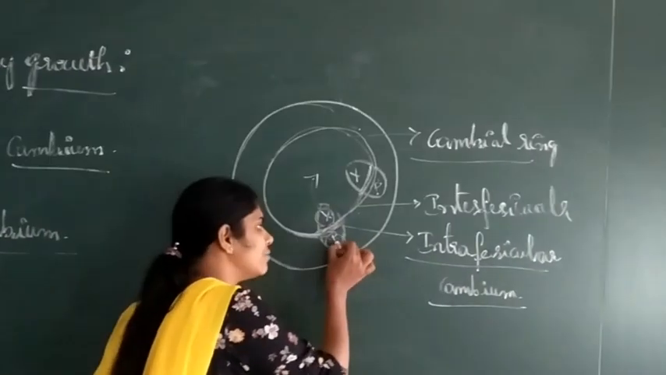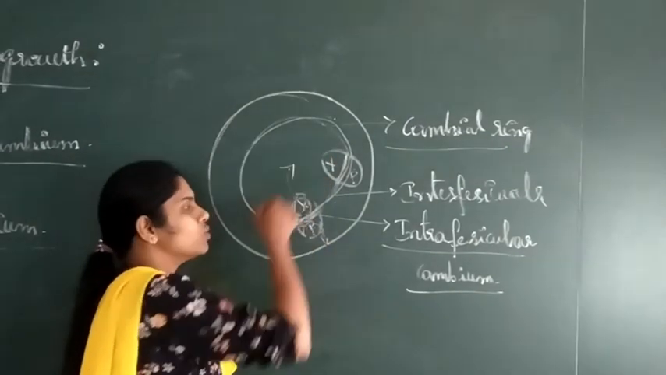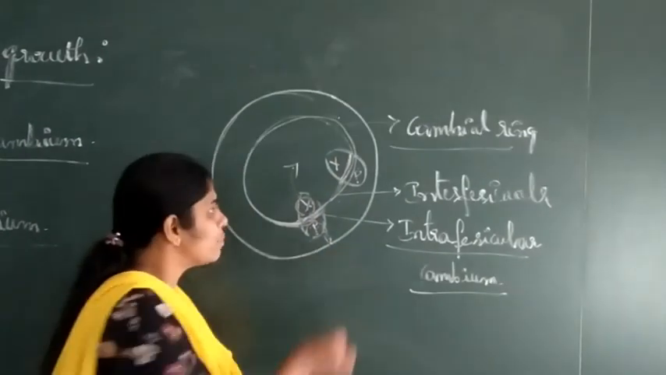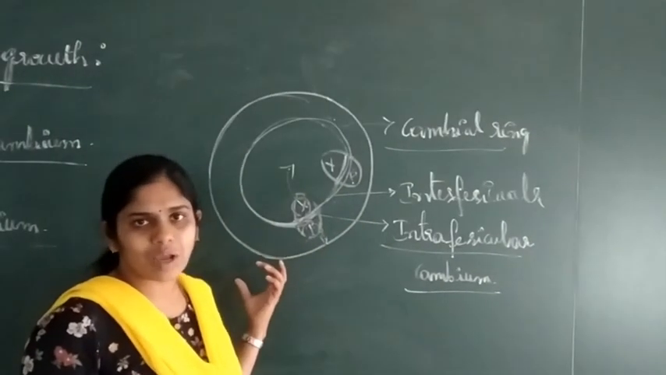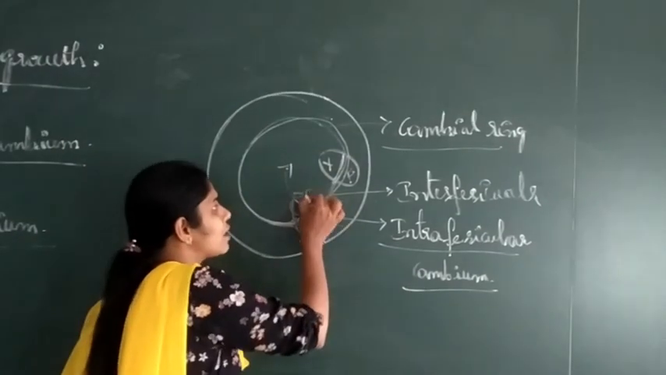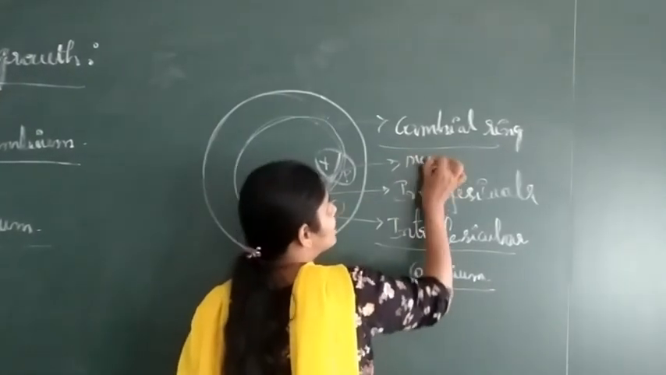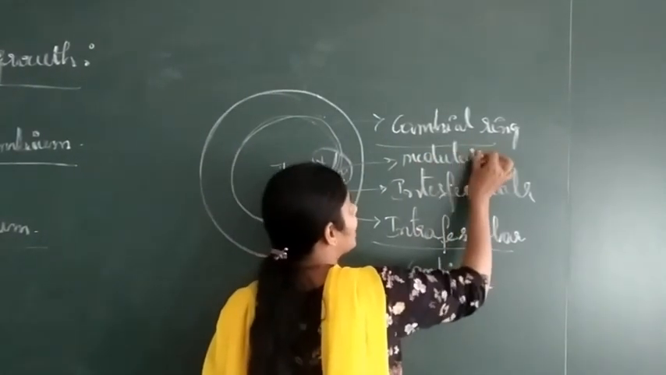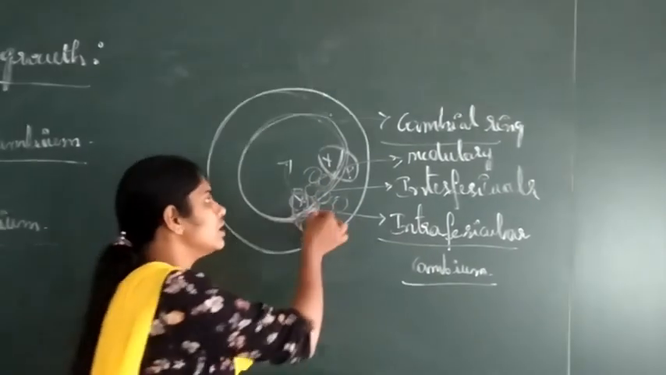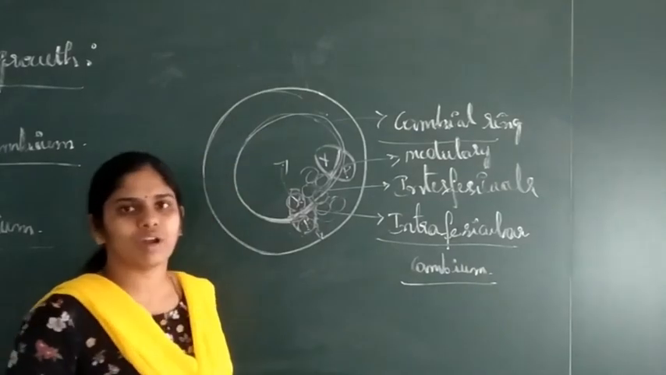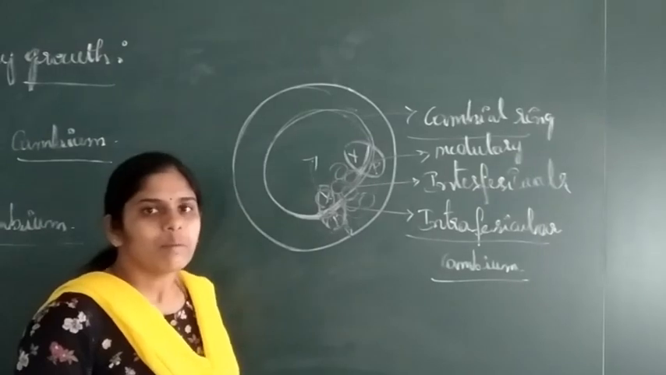So the secondary phloem moves towards the periphery and the secondary xylem moves towards the pith region. In the transverse section of the dicot stem that we observed, between the two vascular bundles there are a number of parenchymal cells, called the medullary rays. After the formation of the secondary xylem and secondary phloem, the medullary rays also develop as secondary medullary rays.